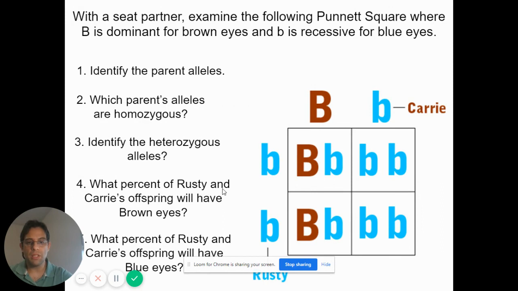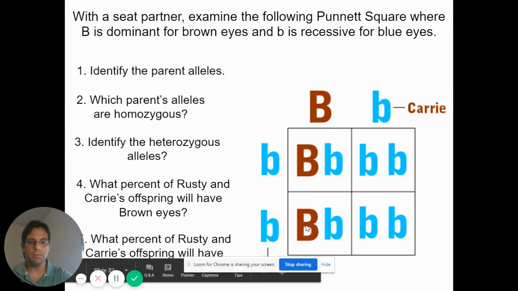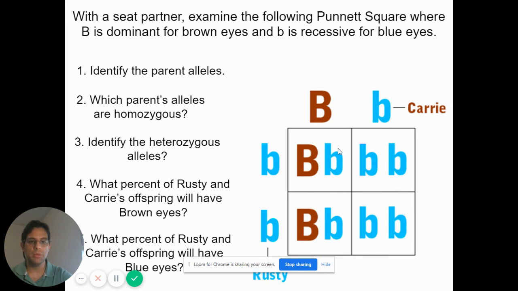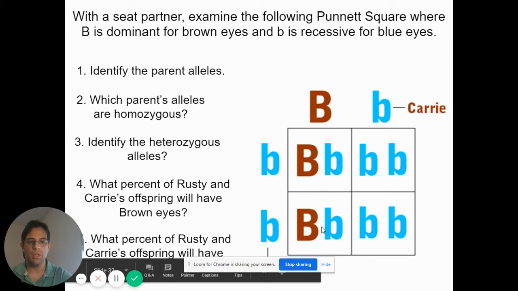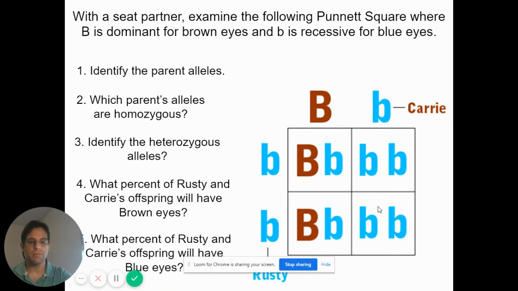What percent of Rusty and Carrie's offspring will have brown eyes? Well, after you combine lower B with upper B, lower B and lower B, lower B and upper B, lower B and lower B again, what percent of Rusty and Carrie's offspring will have brown eyes? Brown eyes, because brown is dominant over blue, so I'll have this situation and this situation. That would be 2 out of 4, which is 50%. What percent of Rusty and Carrie's offspring will have blue eyes? Also 50%. Okay?